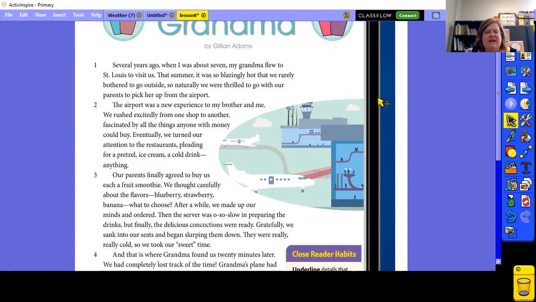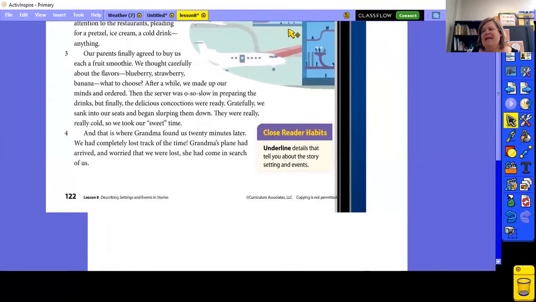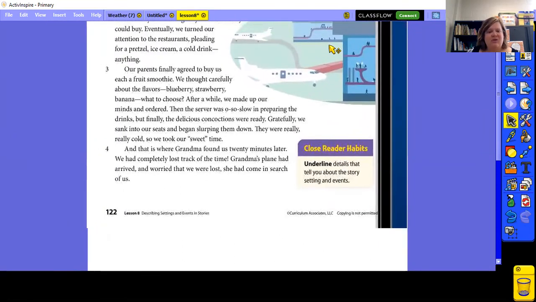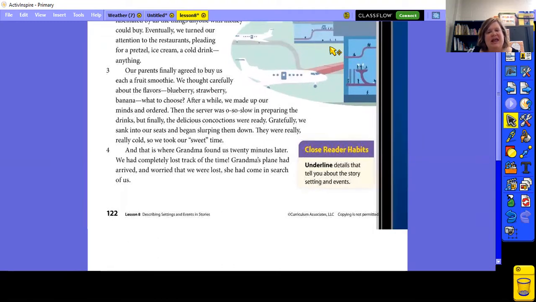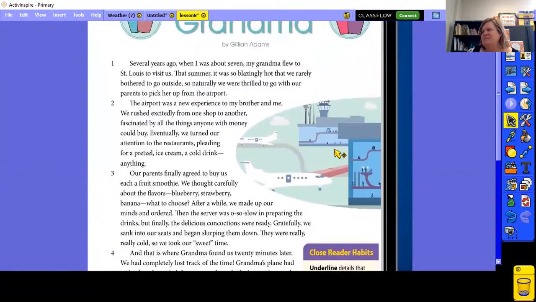We thought carefully about the flavors. Blueberry, strawberry, banana, what to choose? After a while, we made up our own minds and we ordered. Then the server was so slow in preparing the drinks. But finally, the delicious concoctions were ready. Gratefully, we sank into our seats and began slurping them down. They were really cold, so we took our sweet time. And that is where Grandma found us 20 minutes later. We had completely lost track of the time. Grandma's plane had arrived, and worried that we were lost, she had come in search of us.